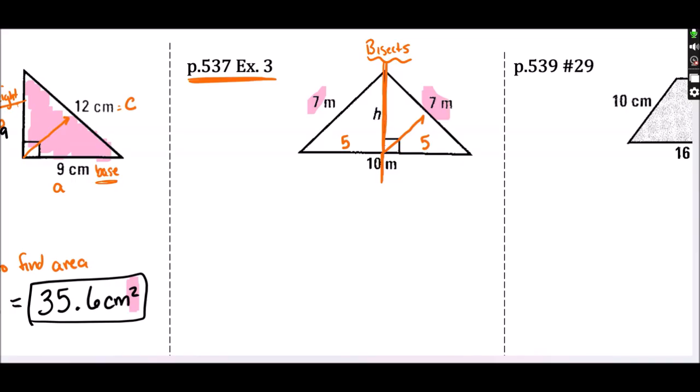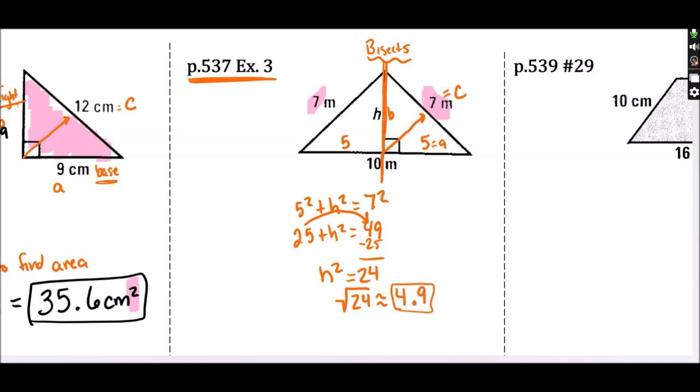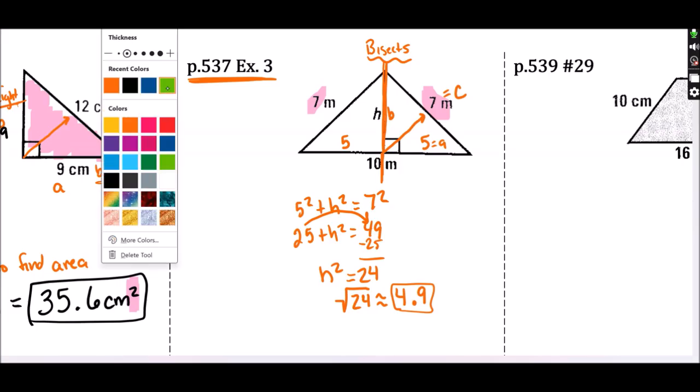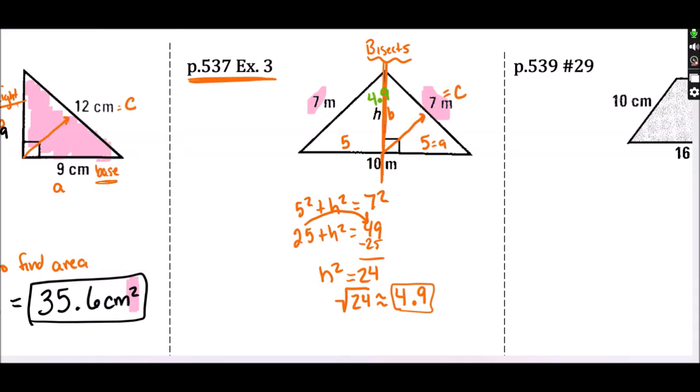So remember, we take our arrow, we draw it out. This is always side C. That means this could be A, and H is like B. So we'd have 5 squared plus H squared equals 7 squared. So then from here, you would get 25 plus H squared equals 49. We've got to move this over by subtracting 25. So we'd have H squared equals 24. And then when we end up square rooting 24, we get approximately 4 and 9/10. So what that means back up here is that H, the height, is 4 and 9/10.